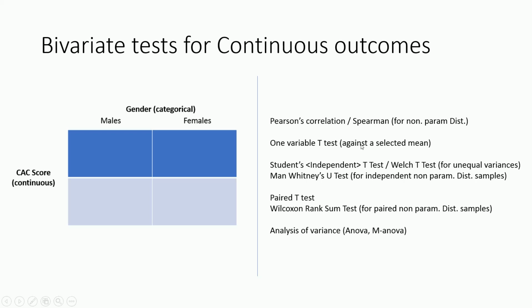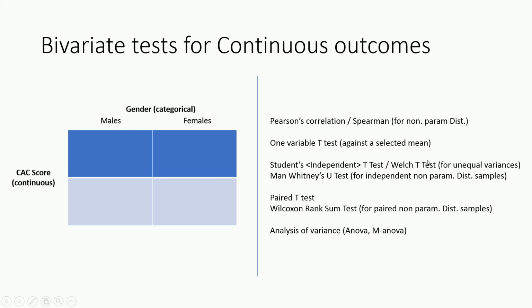One-sample t-test, which we will perform in the SPSS example, where we take a single sample that you already have and compare it against a known mean, which is selected by you. Then there is the Student's or independent samples t-test, or Welch t-test. This is one of the most common tests, used for two independent samples, comparing their means to see whether there's a difference and whether that difference is statistically significant or not. Welch is basically a variant of the independent t-test, and it's used for samples which have unequal variances.